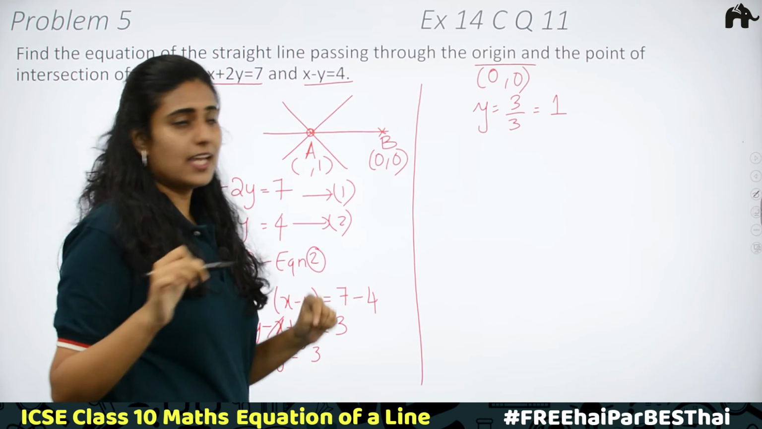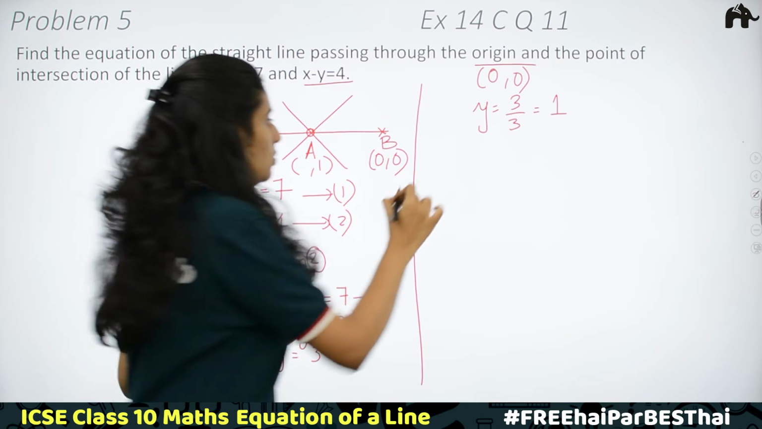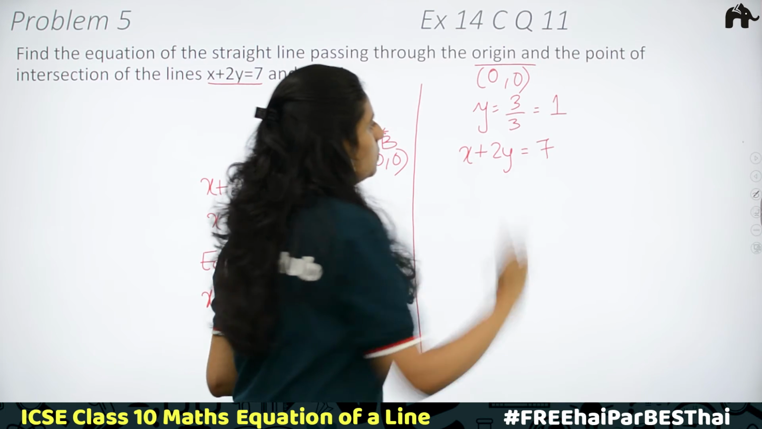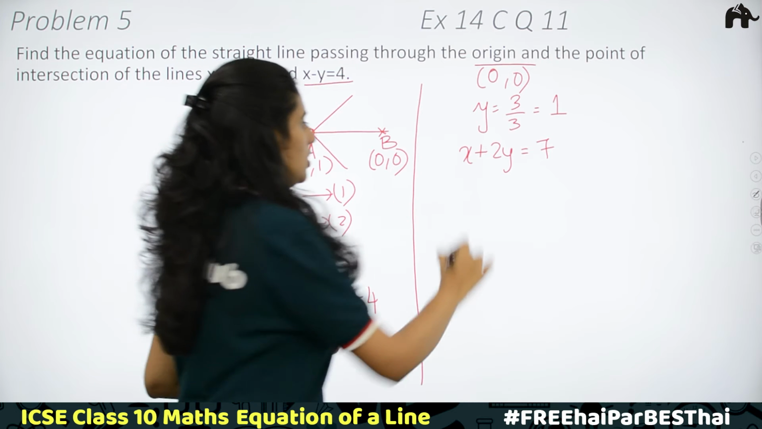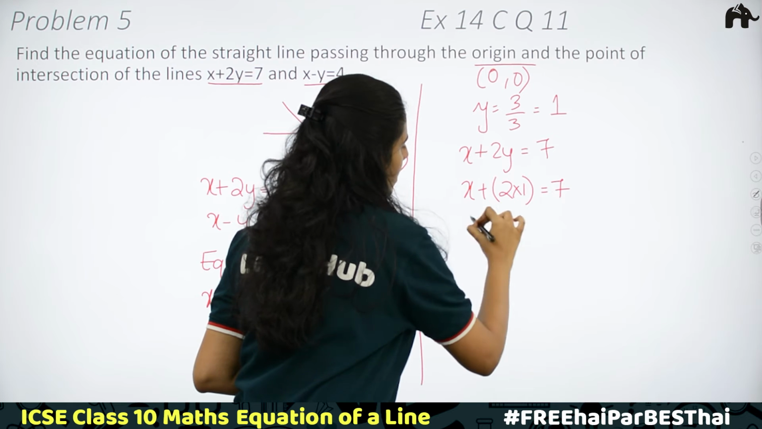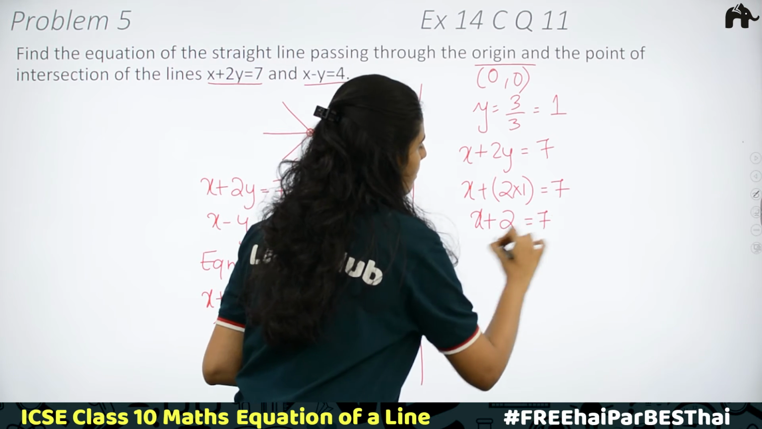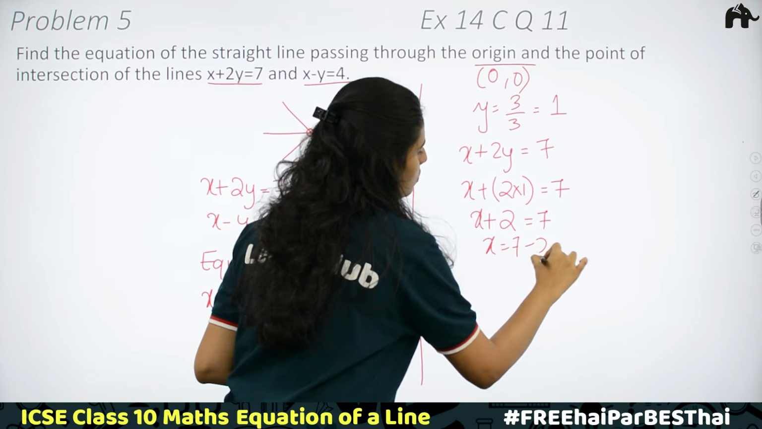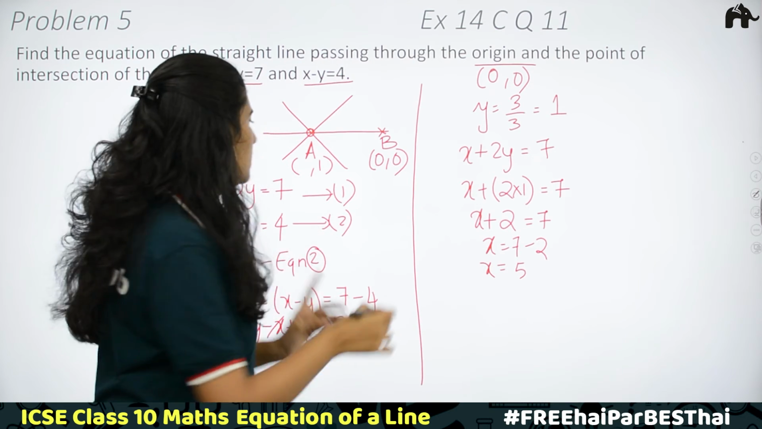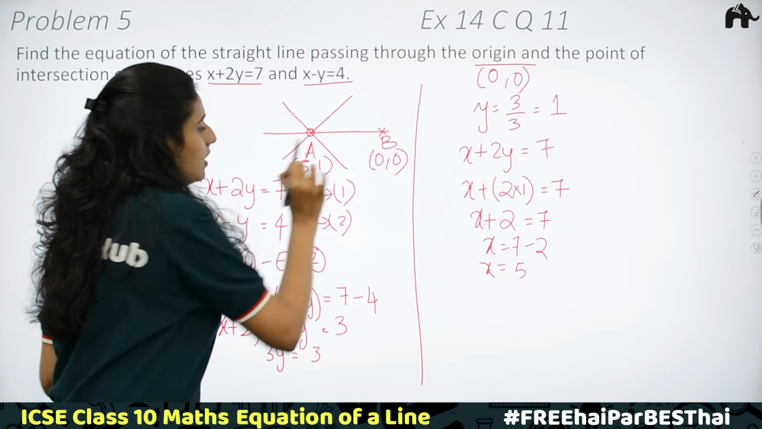Now, how to find the x coordinate? Put this y value in the first or the second equation. In equation 1, we have x plus 2y equal to 7. I am going to put this y value in this equation. x plus 2 into 1 is equal to 7. That is x plus 2 is equal to 7. x is equal to 7 minus 2, which is 5. x is equal to 5. We got the x value. So, the coordinates of point A are 5, 1.